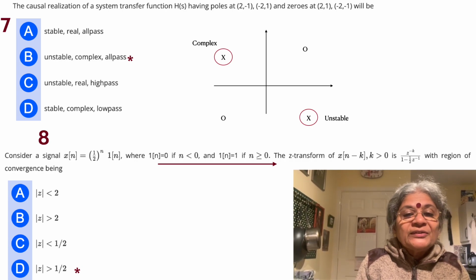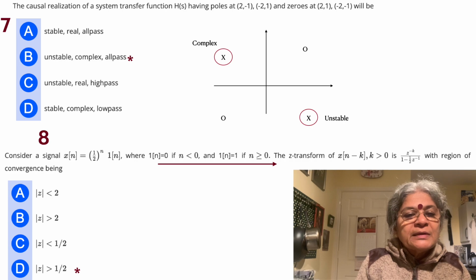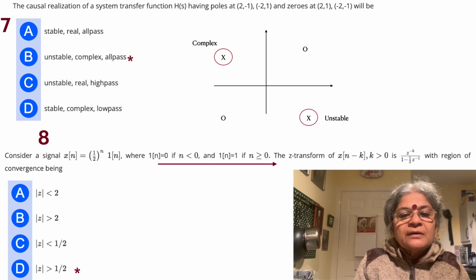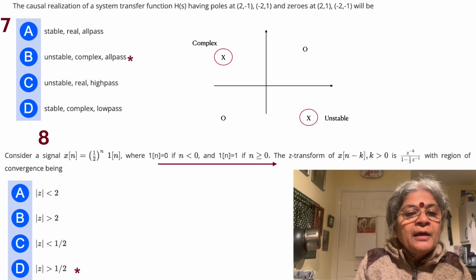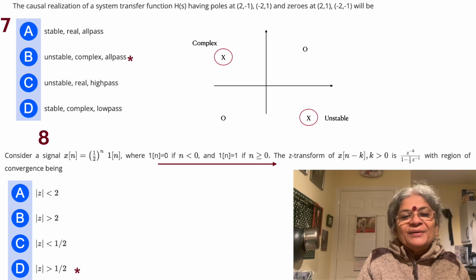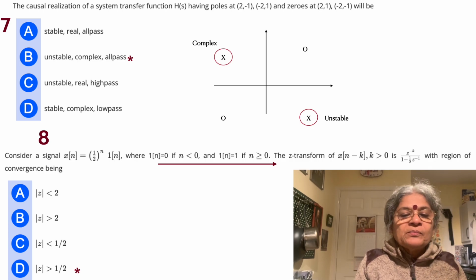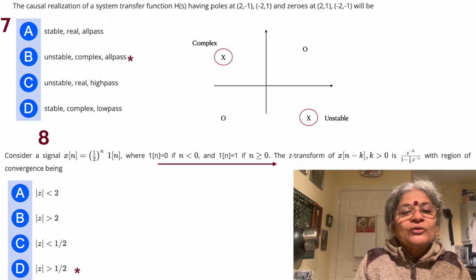So let's see what is asked. Will be stable, real, all pass, unstable, complex, all pass. Okay, of course it's all pass because we have a pair of poles and zeros which are matching, but at the same time it is complex because we have a j component there. We also see that it is unstable. Why? Because you can look at the right side of the j omega axis, or you can see that it is more than 2. So whatsoever you see, you are having an unstable system.